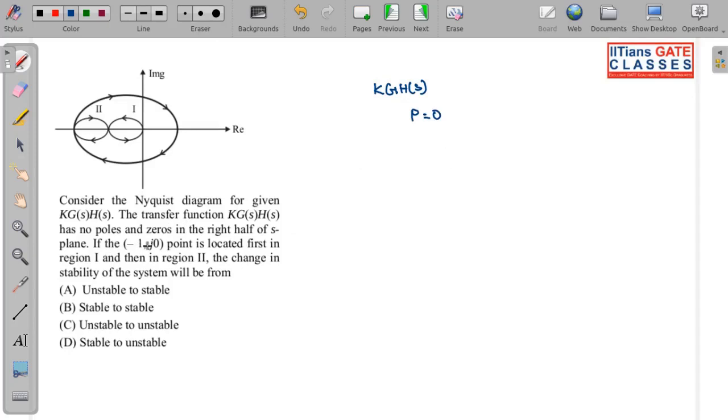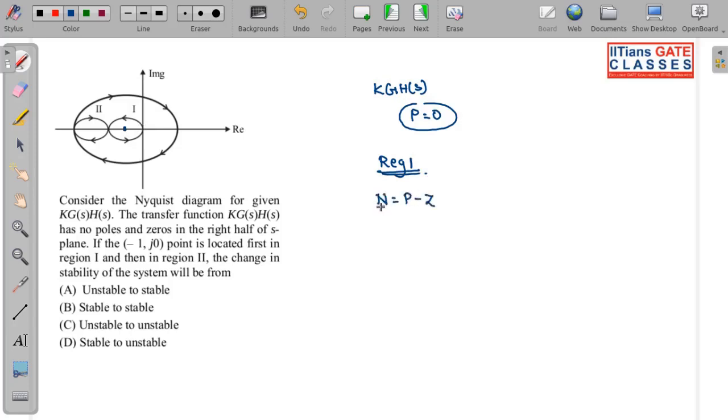If the -1 J0 point is located in the first region, somewhere over here, and then in region 2, the change in the stability of system will be from. So first your critical point is over here, then if it shifts over here somehow, so what will happen to the stability of the system? That is what is asked. Okay, so now look over here, P is already 0. So when in region 1, if we have the critical point, so what is the number of encirclement? So let me take this formula.